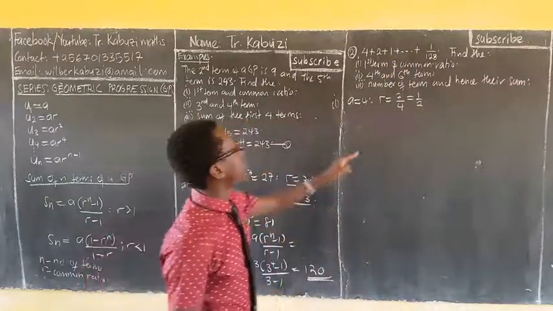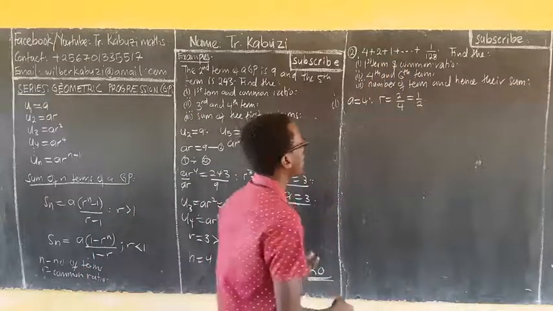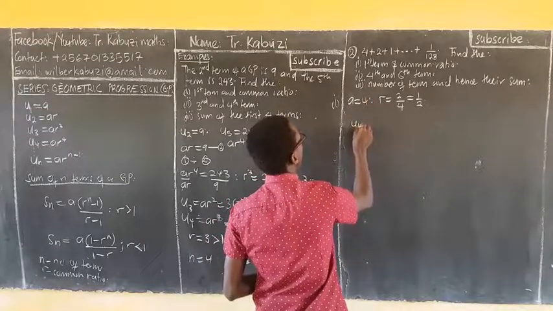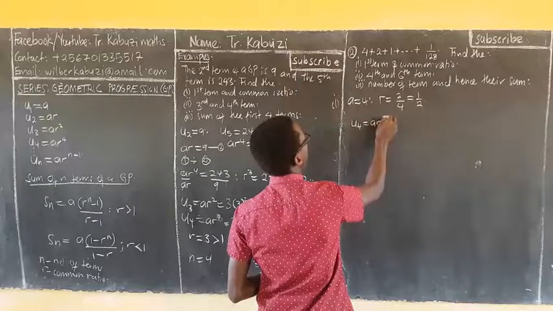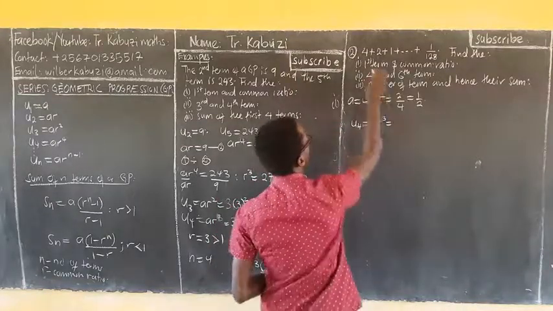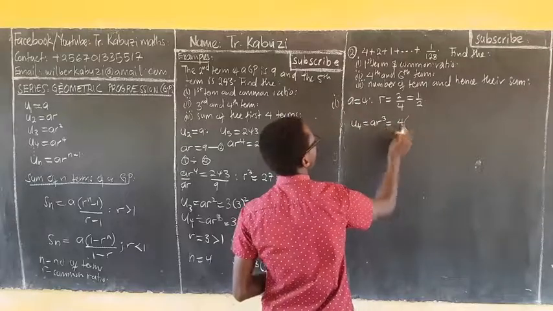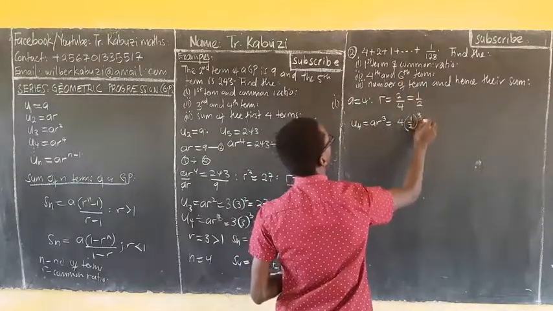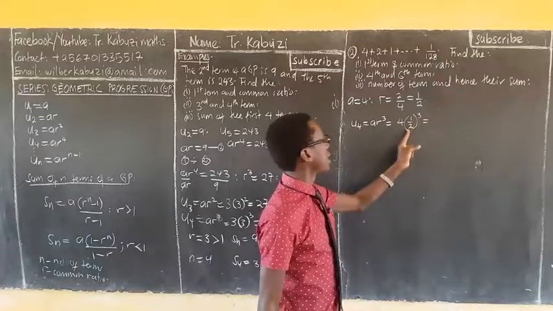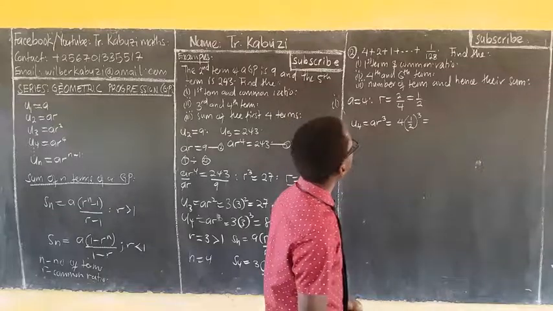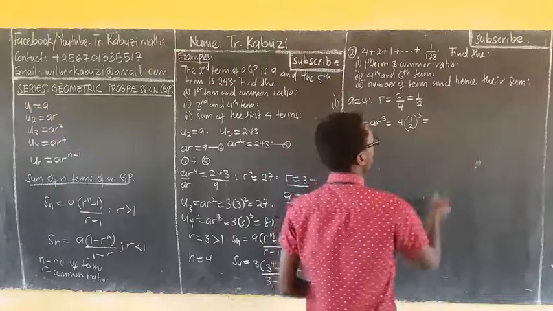Then they are asking me to get the fourth term. The fourth term from here, you know that U4 will be ar^3. You see the relationship. From here, my a is 4 into my r, which is a half to the power 3. So when I work this out, I'll be having 1 over 8. So my fourth term will be a half.